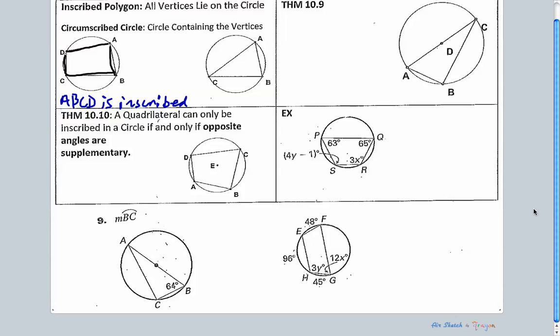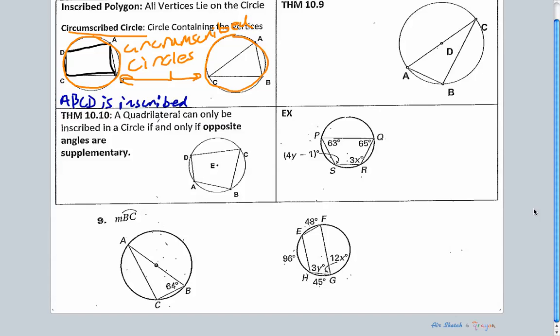Cool. A circumscribed circle is the circle that contains all the vertices. Okay, so if I change colors to orange here, these circles are called circumscribed circles. Long word. Circumscribed circles, okay? Right here and right here. Okay, let's move on to 10.9.